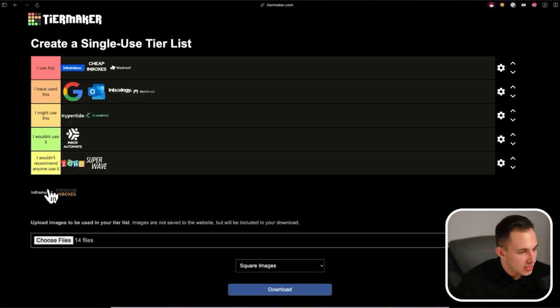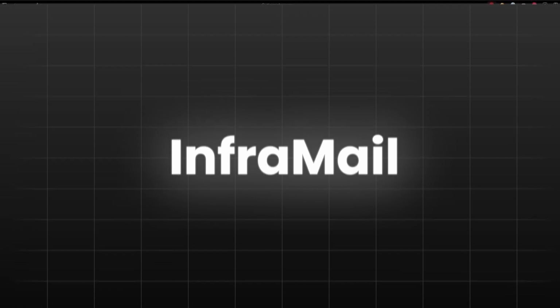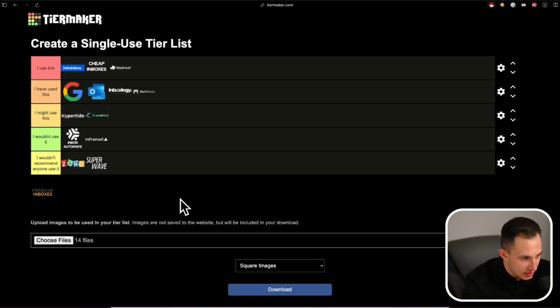Okay. Next, let's talk about Inframail. Now, personally, I'm going to go ahead and put Inframail in the "I wouldn't use it" category.